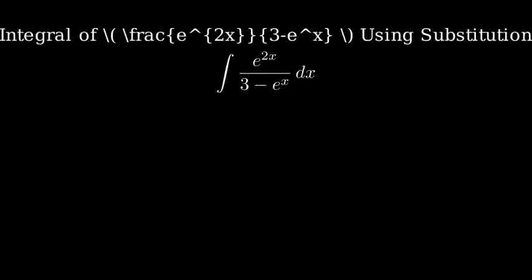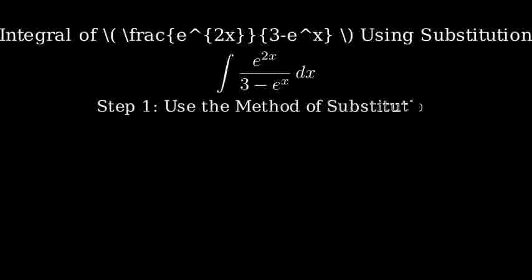Step 1. We will use the method of substitution to simplify the integral. We choose a substitution that will simplify the denominator. Here, we'll let u equal 3 minus e to the power of x. Therefore, taking the differential gives us du equals negative e to the power of x dx.